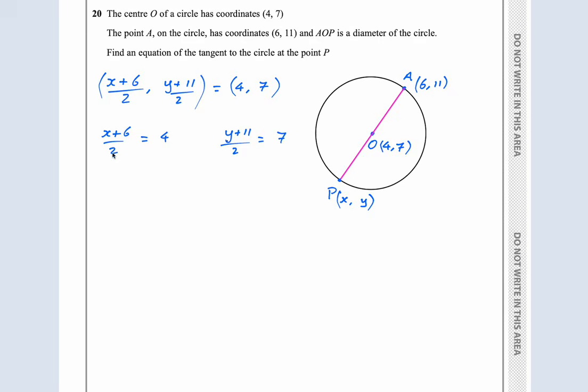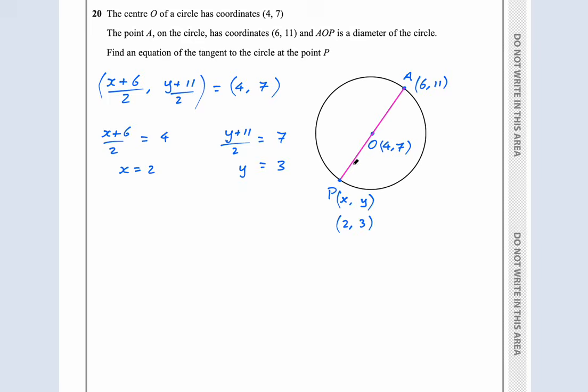And if you just multiply this across, you get 8 minus 6 is 2. So here x equals 2. And here 14 minus 11 is 3. So y is equal to 3. Now, you guys, you could nearly have done that in your head. If you think about it, 2, 4, 6, 3, 7, 11. Anyway, this is 2, 3. Then it says find the equation of the tangent to the circle at P.